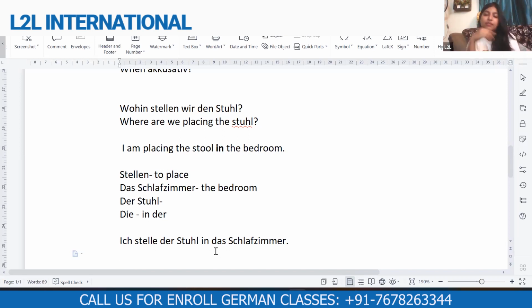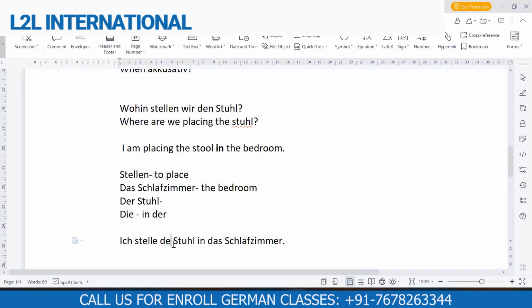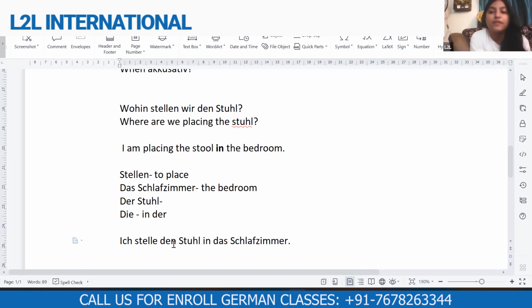Another thing is wrong in this sentence. What is wrong? If I is your subject, then the stool is what? Object. So do we have to change the article there also? Accusative object article, masculine. It will be den. Ich stelle den Stuhl in das Schlafzimmer.